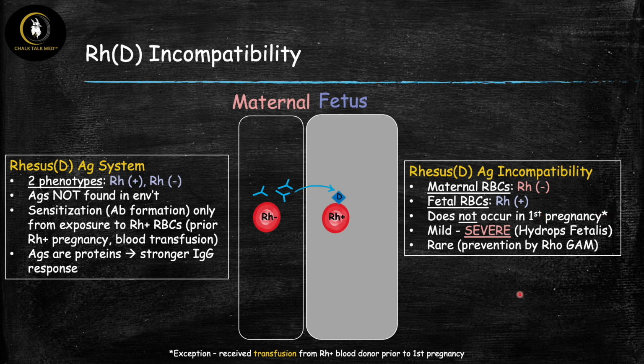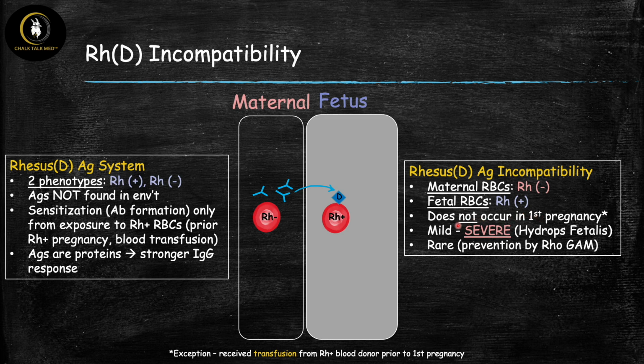Now I have an asterisk here just to remind us that there's one exception, and we've already kind of talked about this. If mom has already received a blood transfusion that happened to be from a Rh positive blood donor prior to that first pregnancy, then they would have circulating antibodies. Otherwise, this Rh incompatibility does not cause hemolysis in the first pregnancy. That's when sensitization happens, and then hemolysis occurs in subsequent ones.